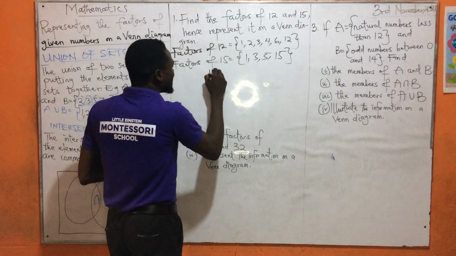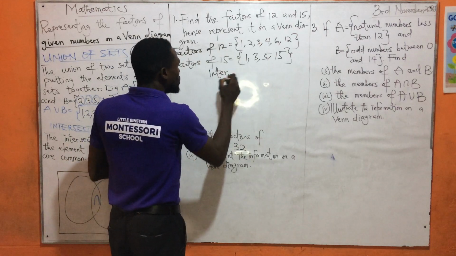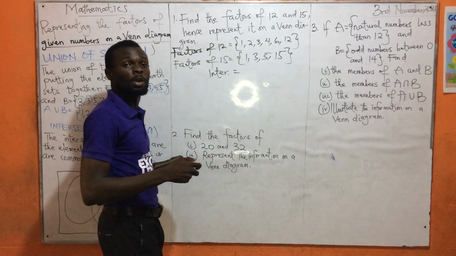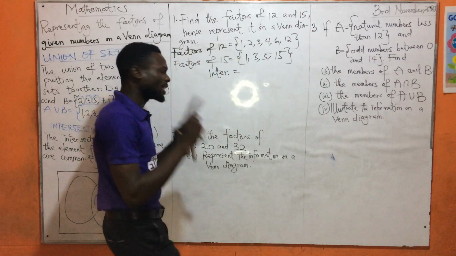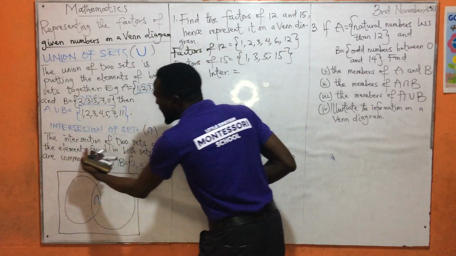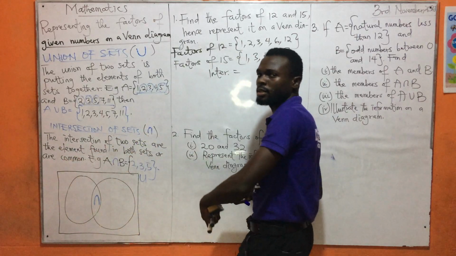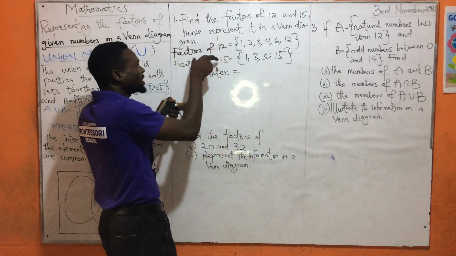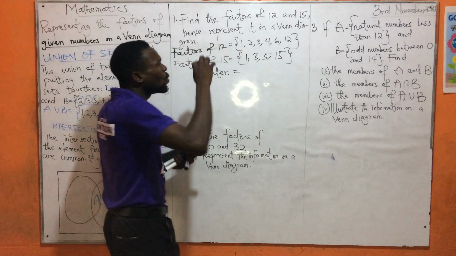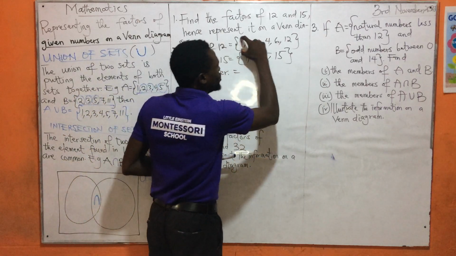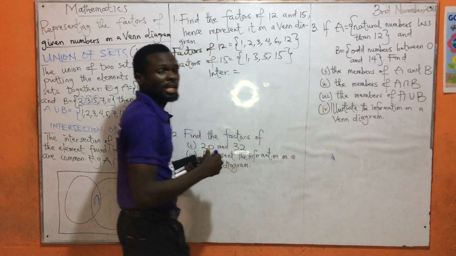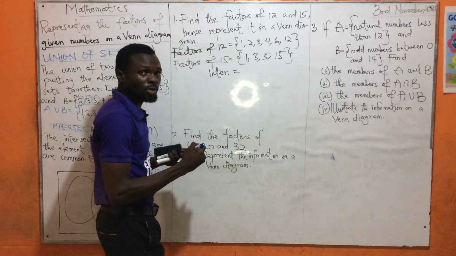So what will be the intersection? The intersection of the factors of 12 and 15. What is intersection? The intersection of two sets are the elements found in both sets. So if I want the intersection of the factors of 12 and 15, then ask yourself, what are the elements in the 12, and that same element can be seen in what? In 15.